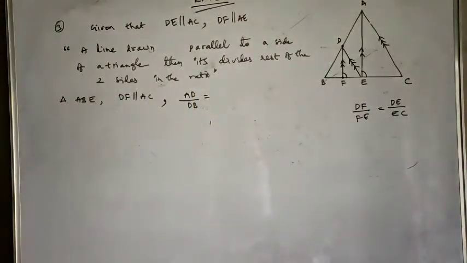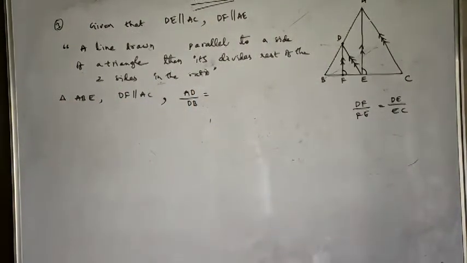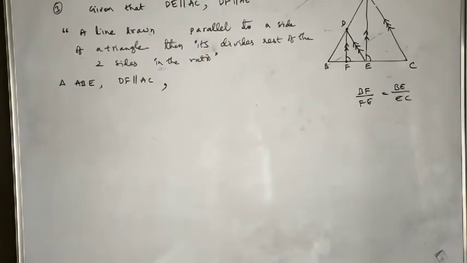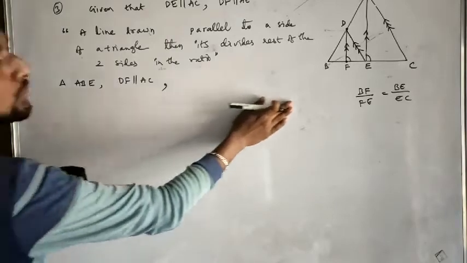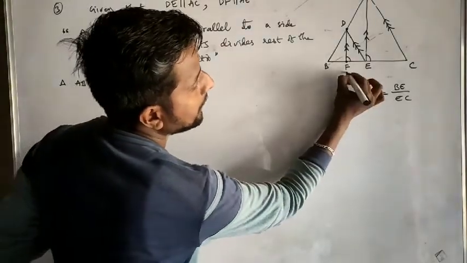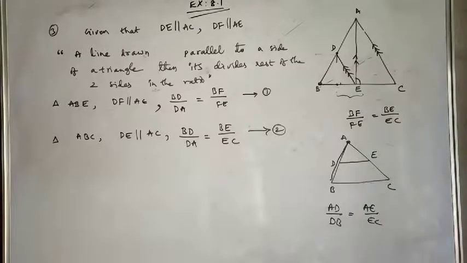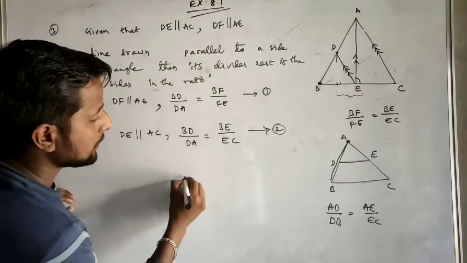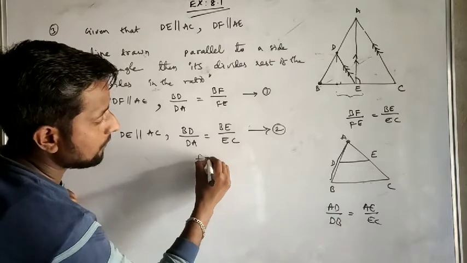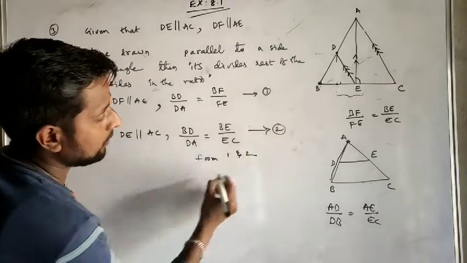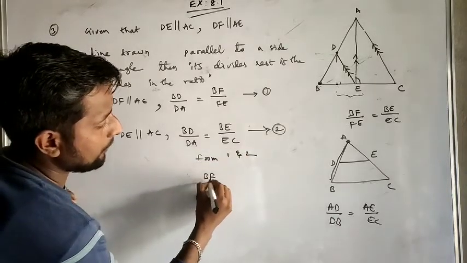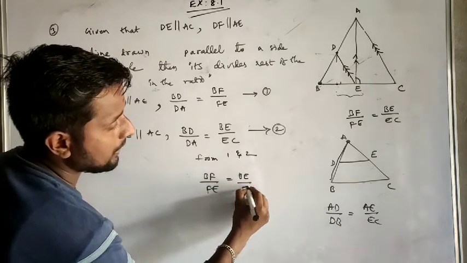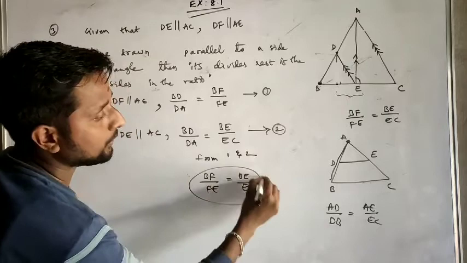Just one minute. Yeah, look at it. As shown, look at FE. FE is the second part we should take. So from 1 and 2, if you observe, both LHS parts are equal. So from 1 and 2, we'll write BF by FE is equal to BE by EC, and that is what was required to prove.